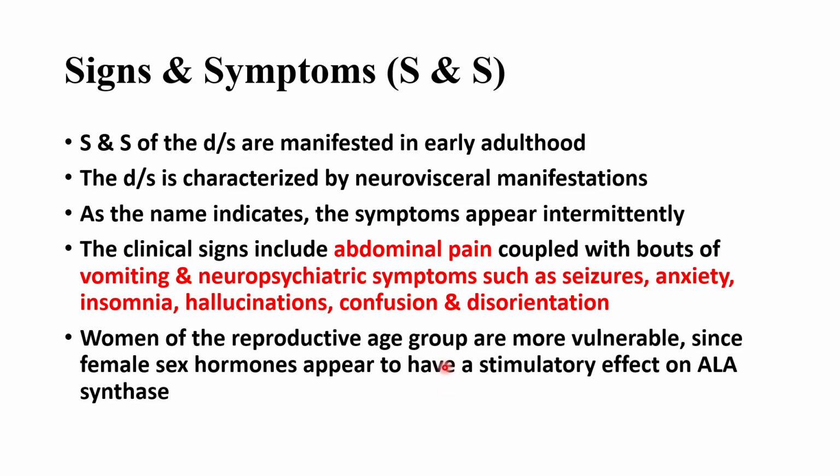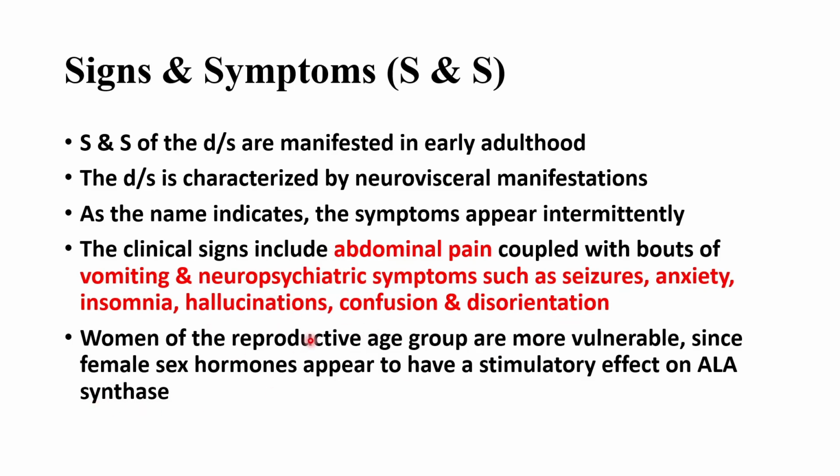Now comes the signs and symptoms. Signs and symptoms of the disease are manifested in early adulthood. The disease is characterized by neurovisceral manifestations. As the name indicates, the symptoms appear intermittently. The clinical signs include abdominal pain, this is very important, coupled with bouts of vomiting, and neuropsychiatric symptoms such as seizures, anxiety, insomnia, hallucinations, confusion, and disorientation.